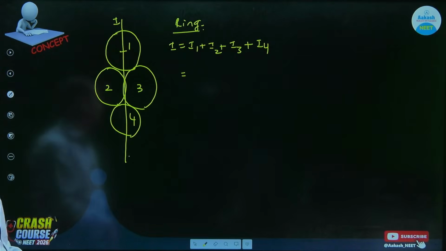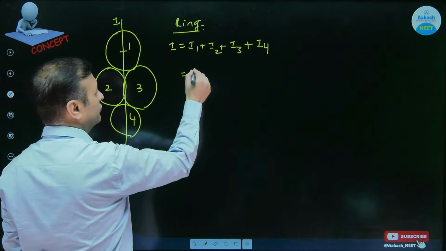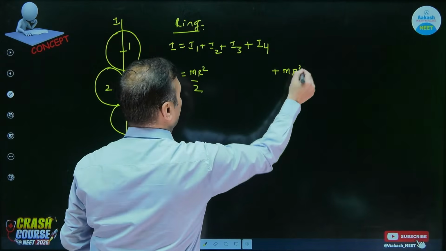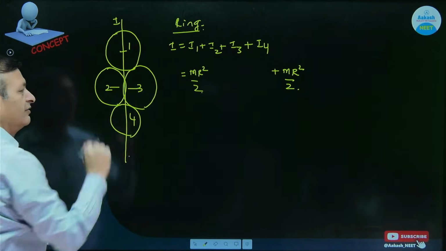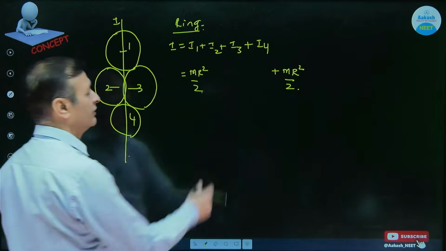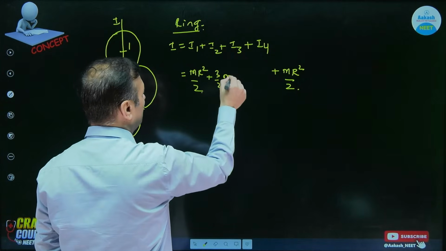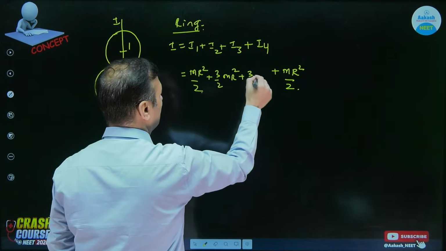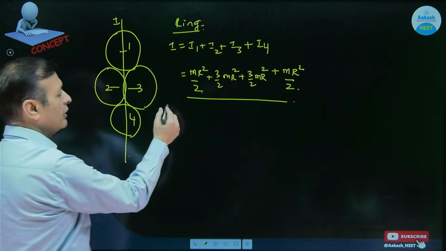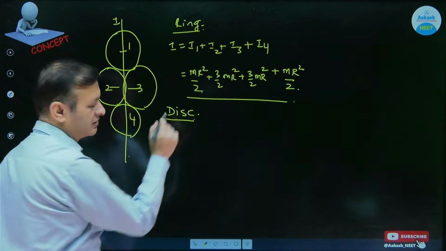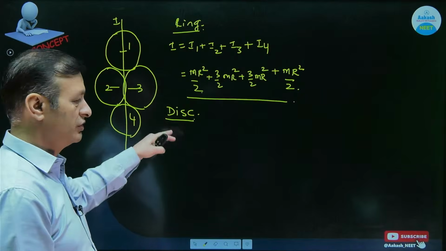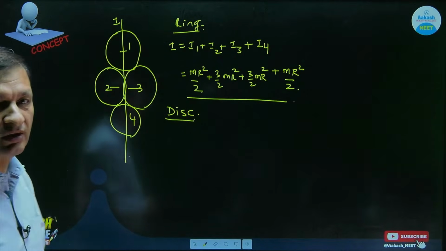So what is this moment of inertia for the ring, which is about its diameter? So this is mr square by 2, and 4 is also same. But for 2 and 3, this is like a tangent in the plane, and tangent in the plane is 3 by 2, and 3 is also tangent in the plane, and that gives you the moment of inertia for this configuration. Similarly, you can do it assuming it to be disk. You can do it even for solid sphere, or maybe hollow sphere you have.